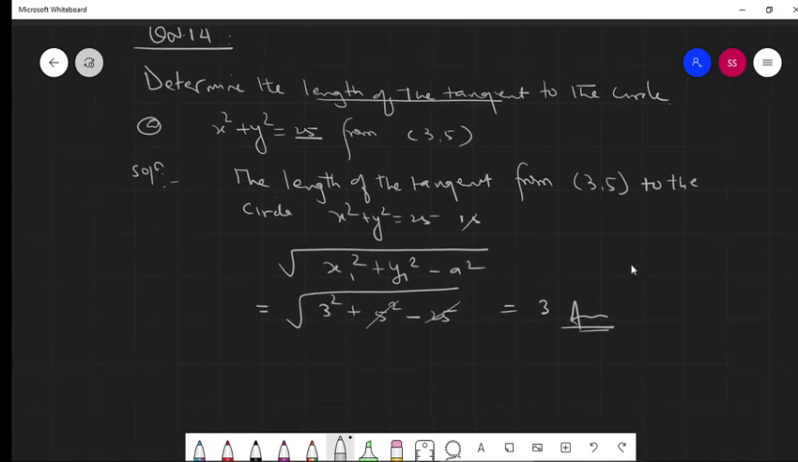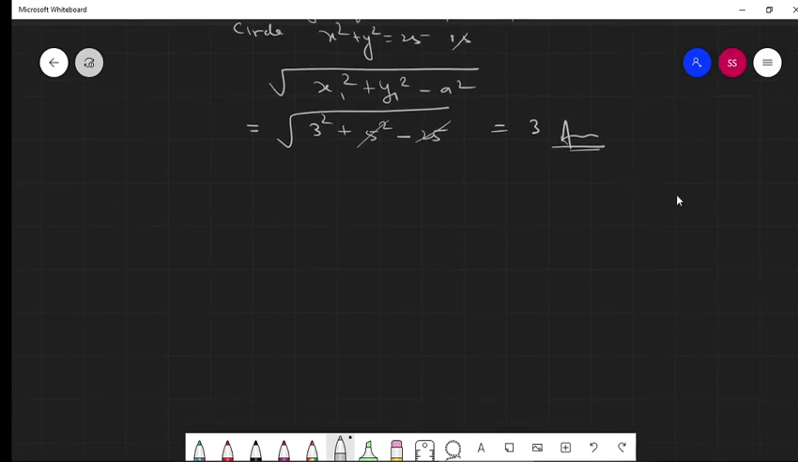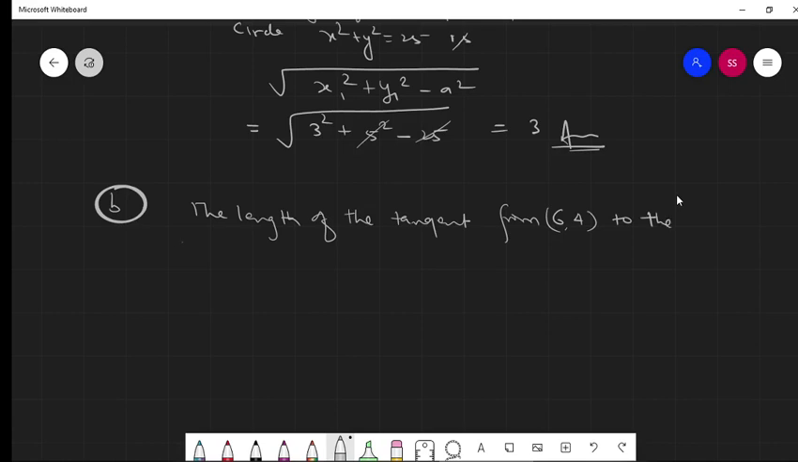Now part B. The length of the tangent from 6, 4 to the circle x square plus y square plus 4x plus 6y minus 19 equal to 0 is, we have to apply the formula.